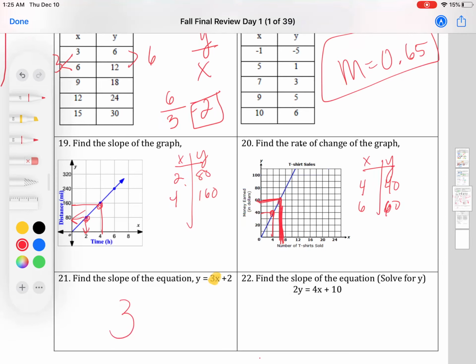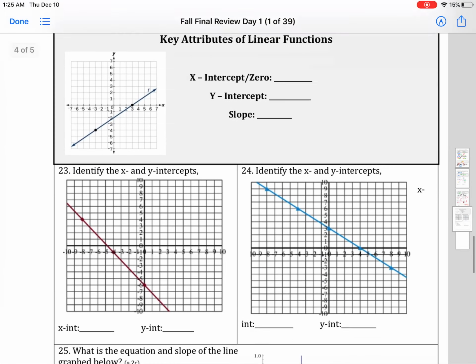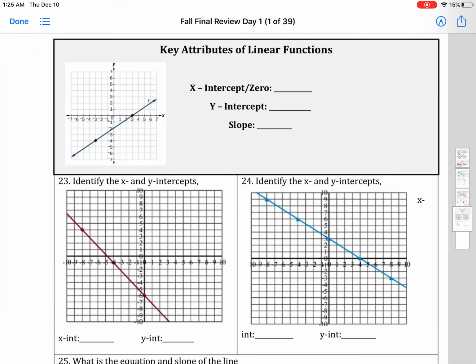This next one, we don't know the slope yet because y is not completely alone. To get y by itself, we need to divide everything by the number in front, which is a 2. Now that y is by itself, I can tell you what the slope is. It's the number with x. That's it. So when you're ready, here's our last and final page.